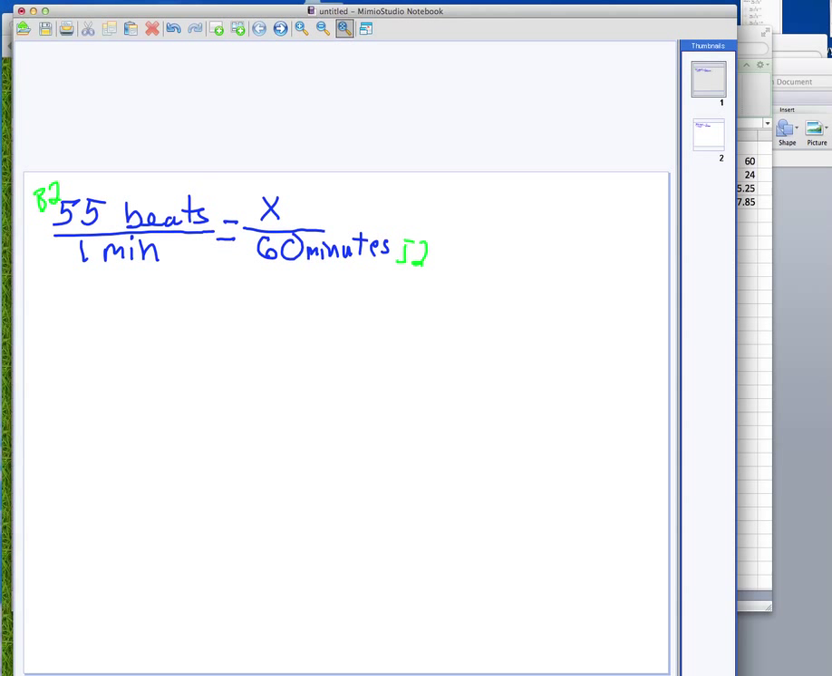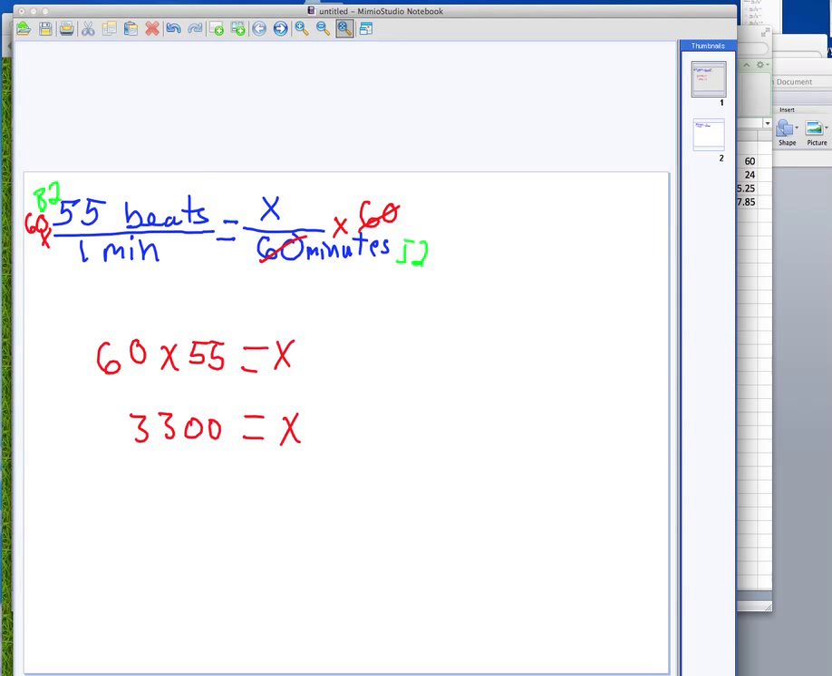So if I'm going to solve this proportion, since I have x in the numerator, I'm going to multiply by 60 minutes on this side and multiply by 60 minutes on this side. Then I cross these out. 60 divided by 60 is 1. You get x equals 60 times 55, which in turn is going to make x equal to 3,300.